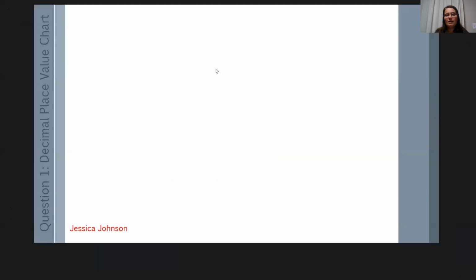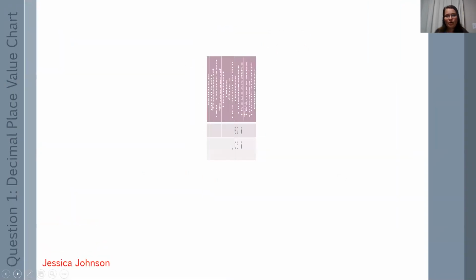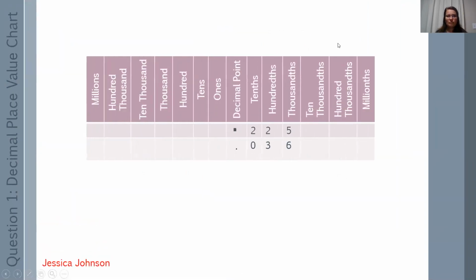That's okay, because I have built you a chart that tells you the place value of the decimal. All you have to do is put your decimal number in and see where your last digit ends. Which column does it end in? Ours end in the thousandth place.